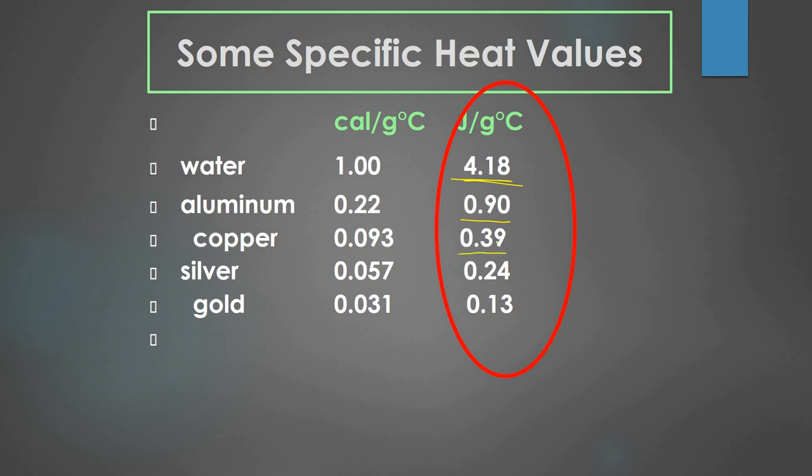And then copper is even lower. That's 0.39. So it would only take 0.39 joules of energy to raise 1 gram 1 degree Celsius. So that's why that one only took 2 minutes. Okay, and you'll see they go down. Gold has a very low specific heat.